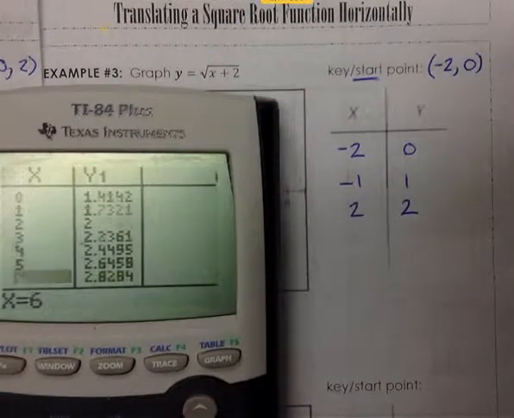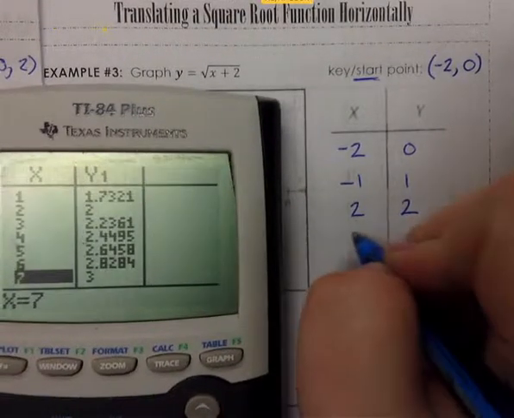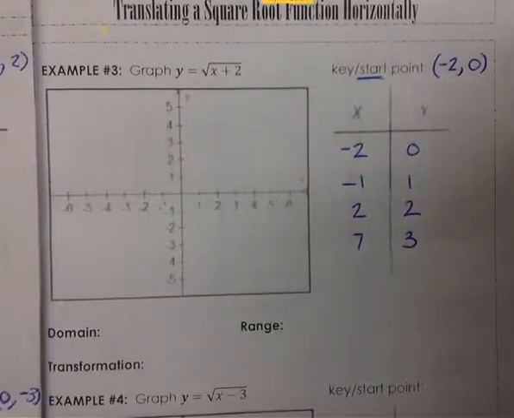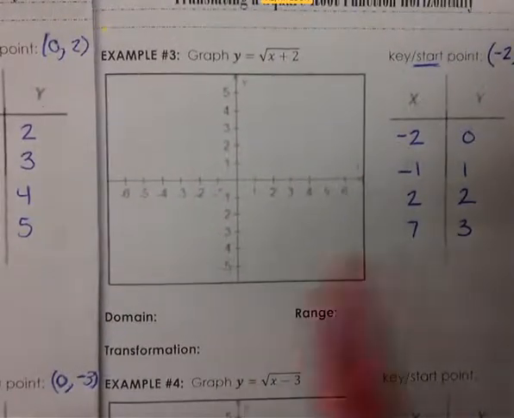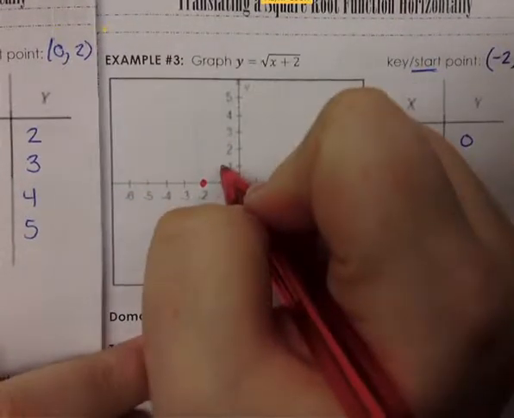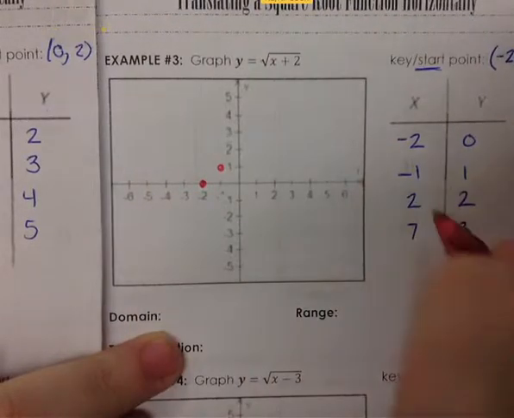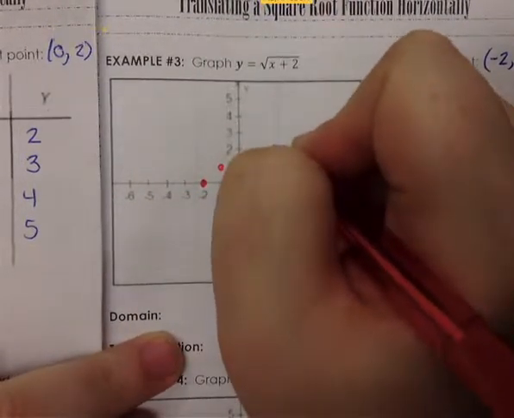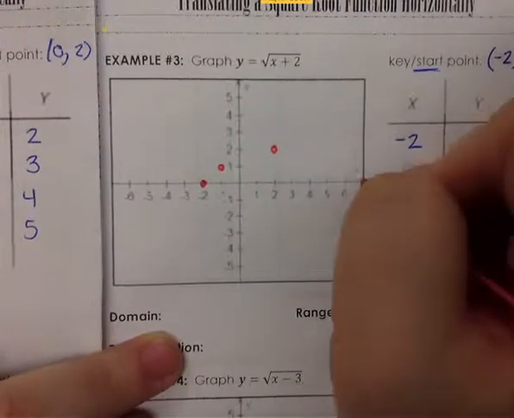The next good coordinate will be positive 7, positive 3. And our graph only goes up to 7, so that's the many points we can do. So to graph this, we have negative 2, 0, negative 1, 1, then positive 2, positive 2, and then positive 7, positive 3.